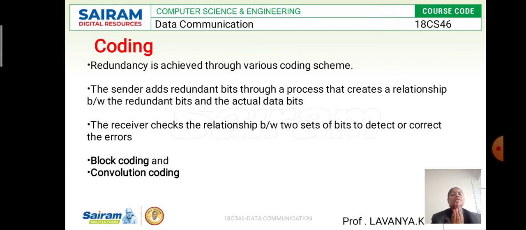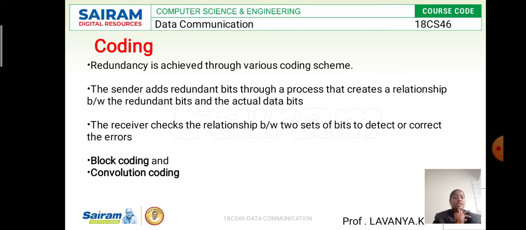Then the receiver checks that particular relationship between the extra bit and the actual bit, or actual data. The two sets of bits are used to detect or correct errors at the receiver side. The receiver detects and corrects the errors by using the two sets of data, the redundancy data and the actual data.